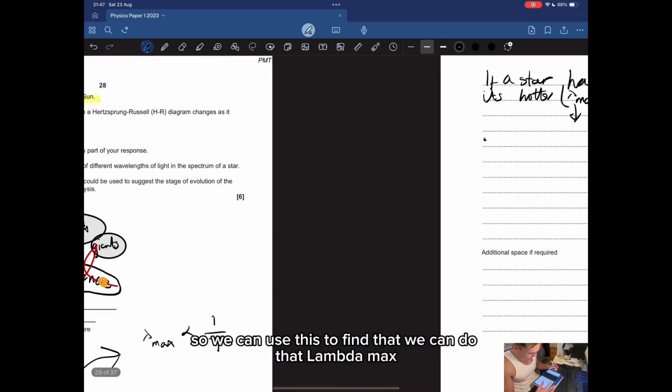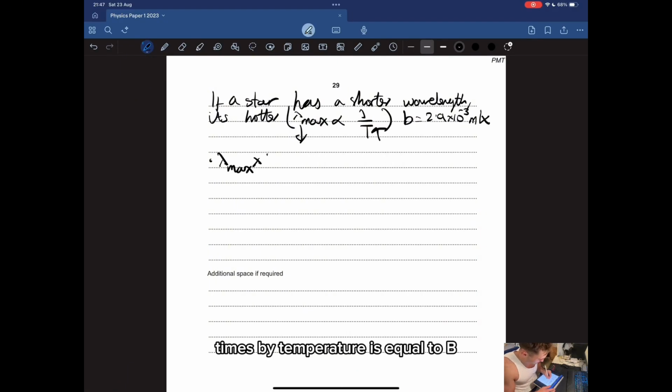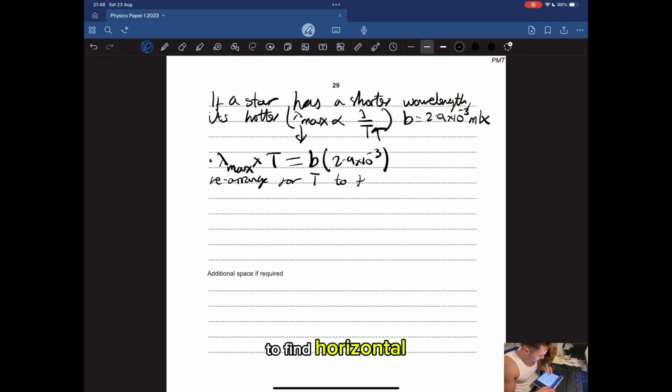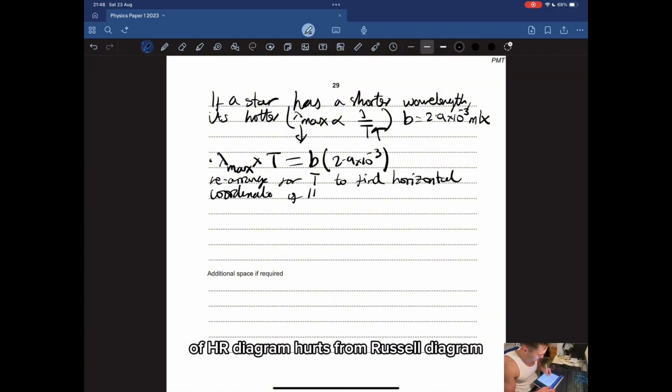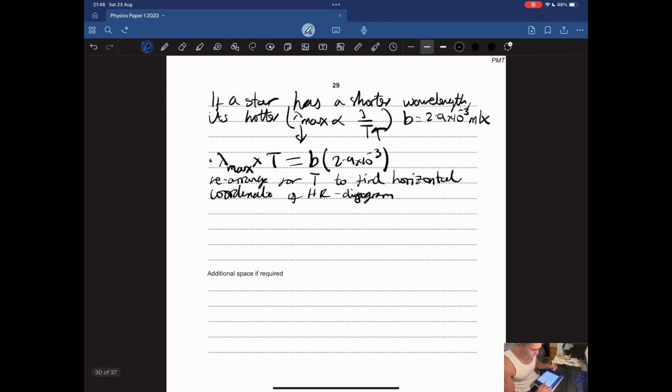So we can use this to find that lambda max times temperature is equal to b, which is 2.9 times 10 to the minus 3. So we can rearrange this for T and find the horizontal coordinate of the HR diagram, the Hertzsprung-Russell diagram. So yeah, this is going to be this temperature. So we don't know how far up or down the temperature is, and this is what we can use to find it.